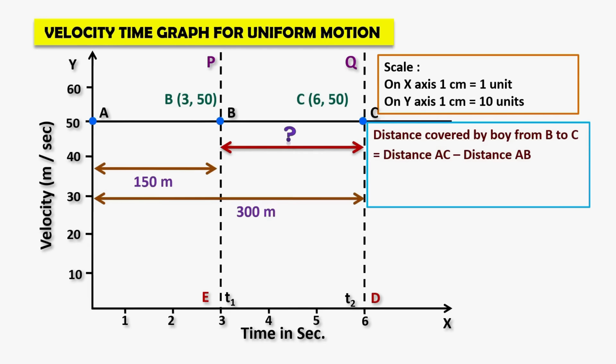This distance is covered in equal time intervals at constant velocity. Hence, the velocity-time graph shows uniform motion. And the distance traveled is given by the area under the velocity-time graph, which, in this case, is a rectangle.